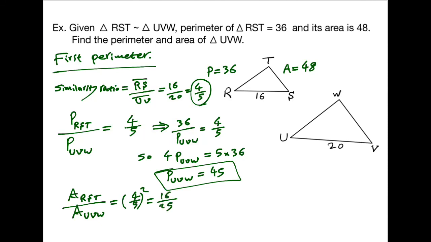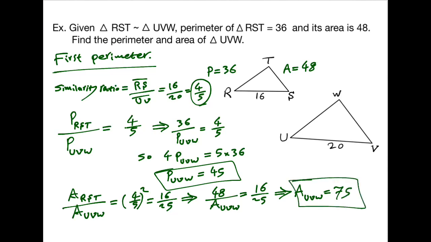And yet again, I have the area of RST, so just replace the area of RST here, and then again, a cross product will give us the area of UVW. The area of RST is given to be 48 over the area of UVW equals 16 over 25. And by just doing a cross product, you will get the answer. The area of UVW equals 75. And that is the area of this bigger triangle.